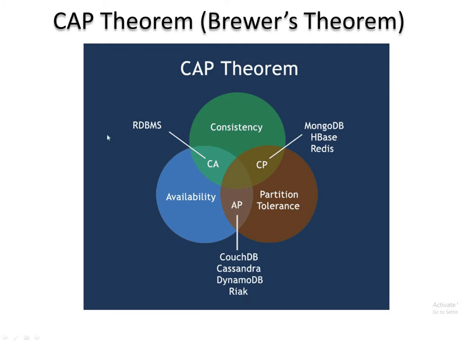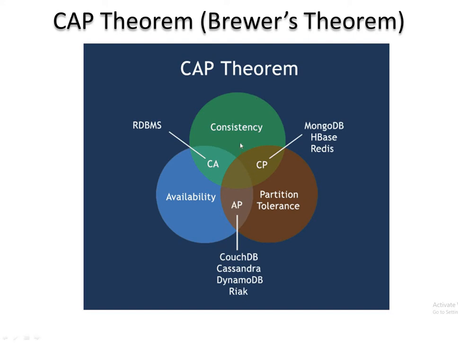As we have seen, the relational database system follows the ACID rules. Likewise, NoSQL follows the CAP theorem. This CAP theorem is also called Brewer's theorem. The CAP theorem includes only three things: consistency, availability, and partition tolerance. And for studying NoSQL databases or for implementing a distributed system, you must be familiar with the CAP theorem.